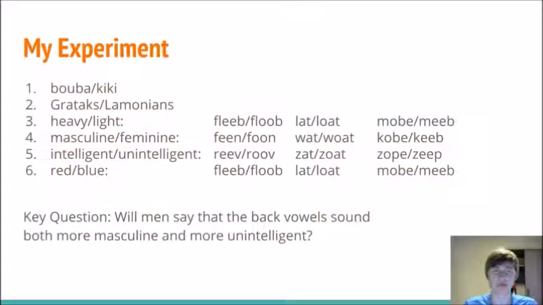One of the papers that I read suggested that the high frequency vowels would be associated with more intelligent and feminine things. So I was curious to see if the men would be saying that the low vowels are both more masculine and unintelligent. That seems like a contradiction, that a guy would say that the same words sound both more like them, more manly, as well as more unintelligent. So I was curious to see if this phenomenon would be observable.